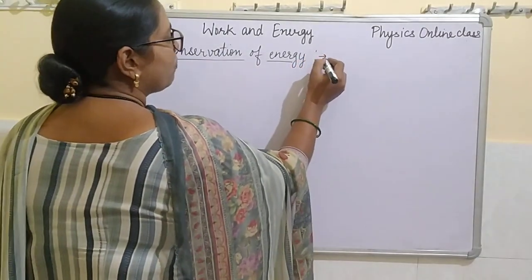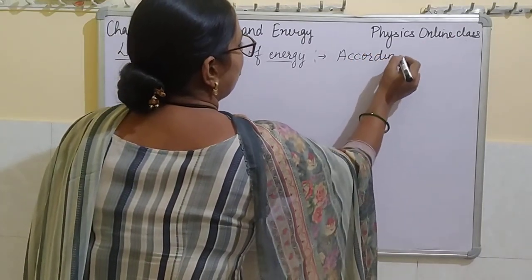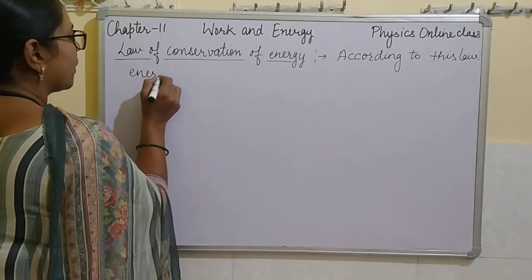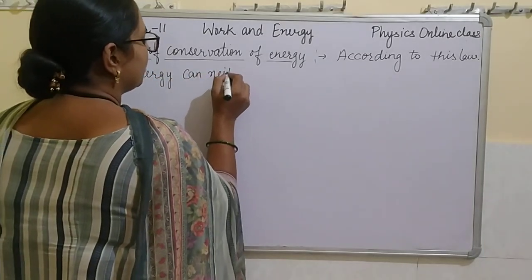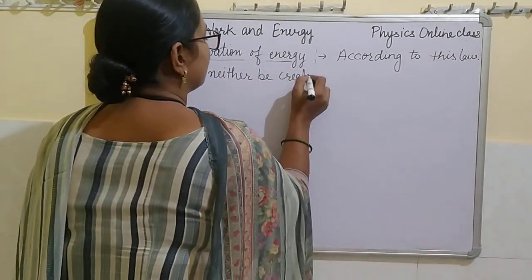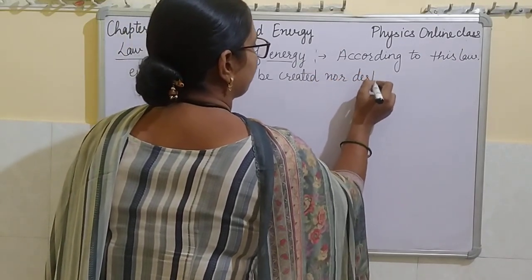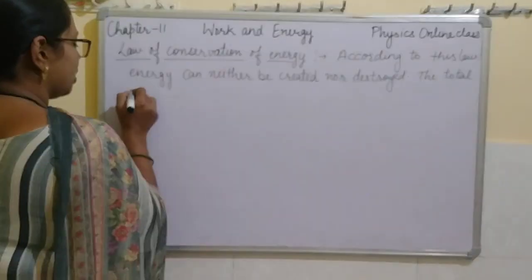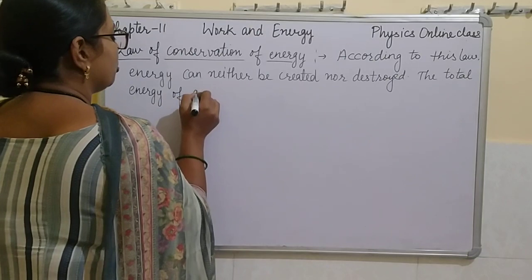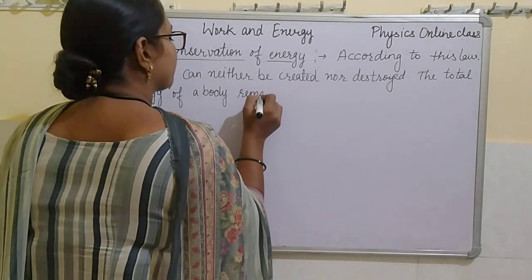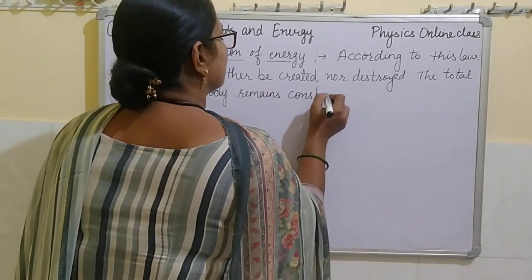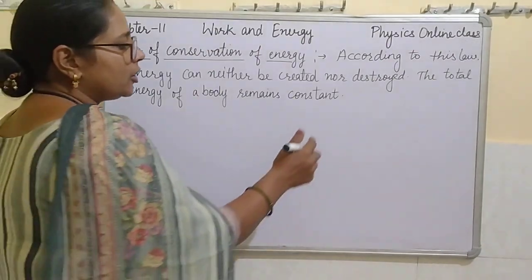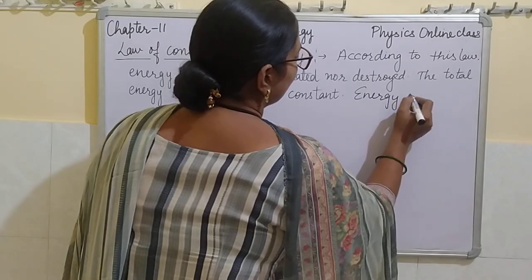How can we define this law? According to this law of conservation of energy, energy can neither be created nor destroyed. The total energy of a body, for any change, remains constant. This is our law of conservation of energy. We can also add one line: energy is only converted from one form to another.